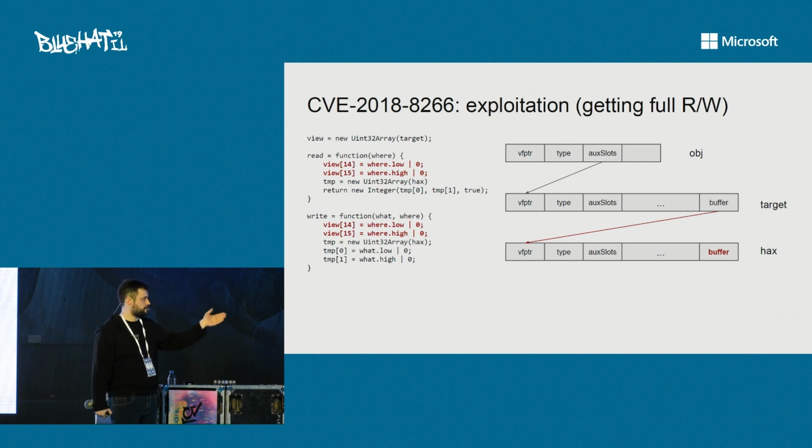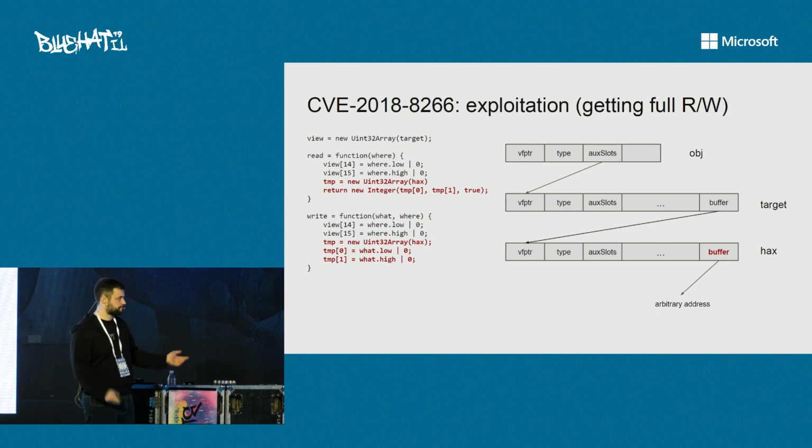So if you want to read and write from that point on, the first thing you do is declare a view on the target array buffer. So you declare a typed array on it. Then you overwrite at offset 14 and 15. This is where the buffer pointer will be. Doing that will control the buffer pointer of hax. And now you just have to declare a typed array on hax, and you can read and write from memory anywhere. So that's basically our full read-write primitive.